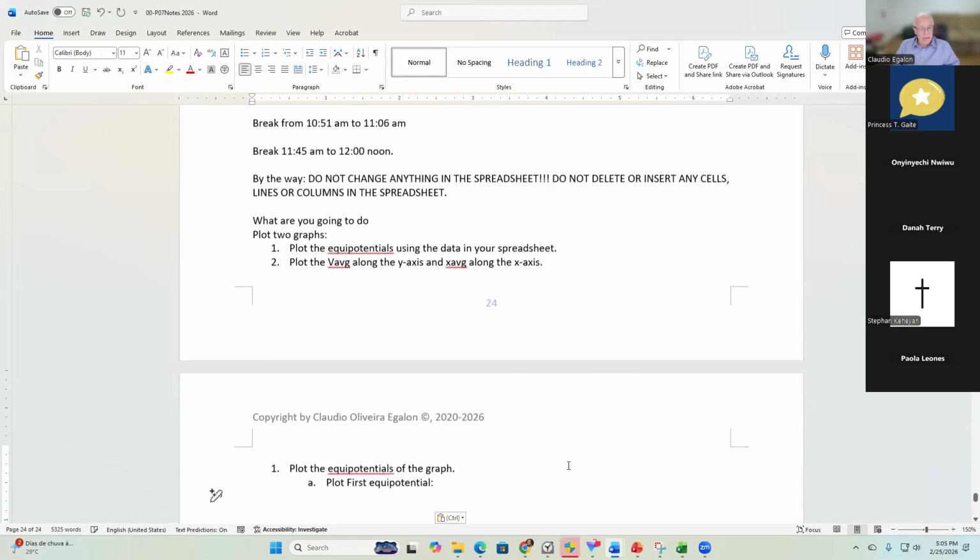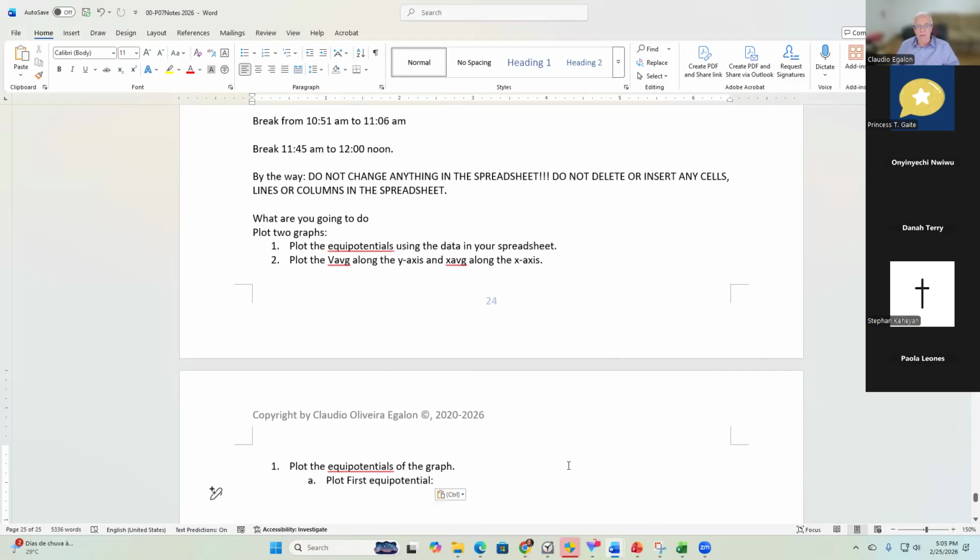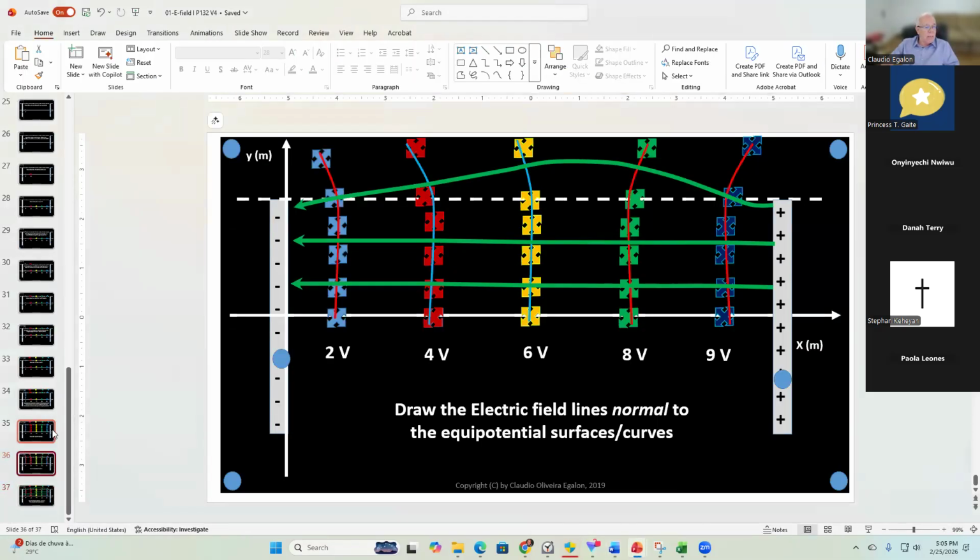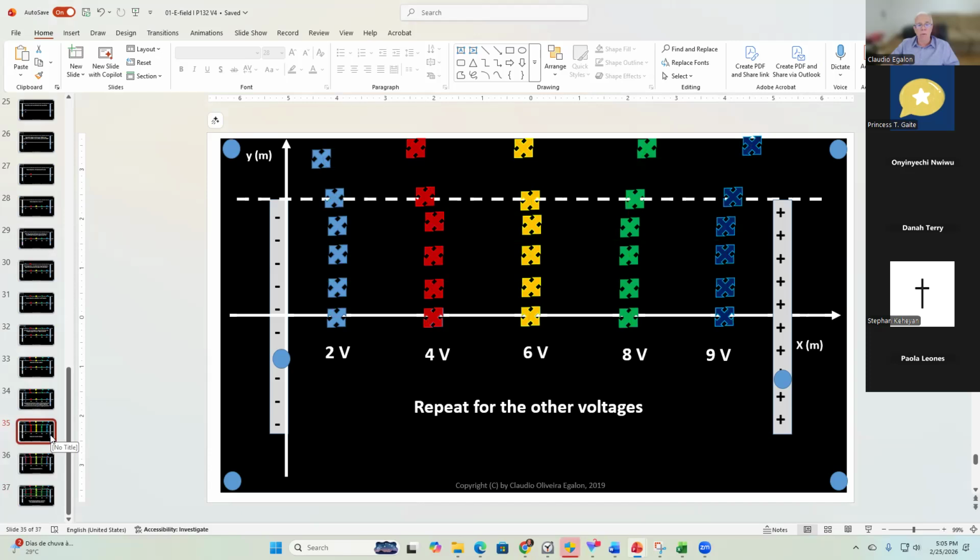Here you go. Plot the equipotentials of the graph. What do you want to do with your graph? You want to obtain something like that, okay? That's what you want to get. You're going to take the data that you have with you, and you're going to generate a graph that's very similar to what you have right in here. Each of those crosses is just a data point, right? Each of them is just a data point.